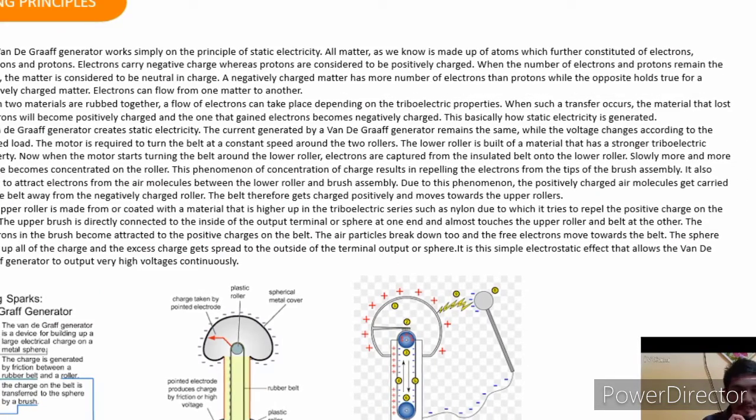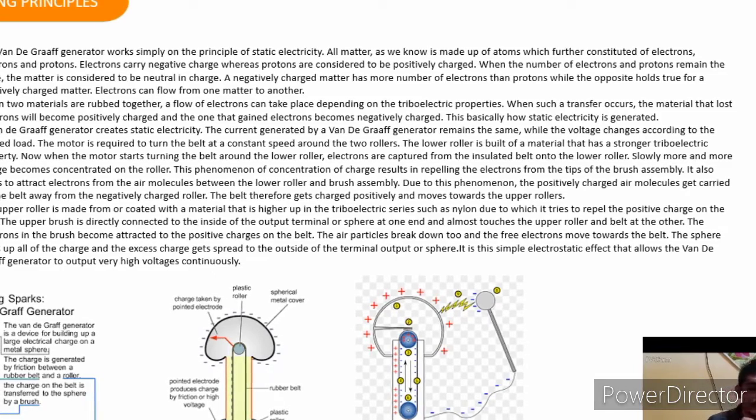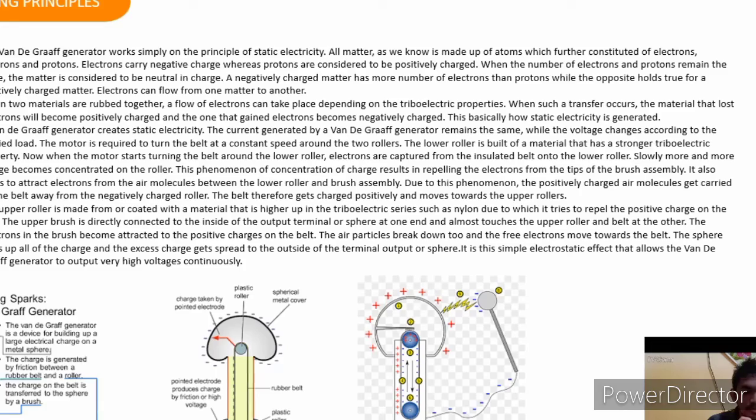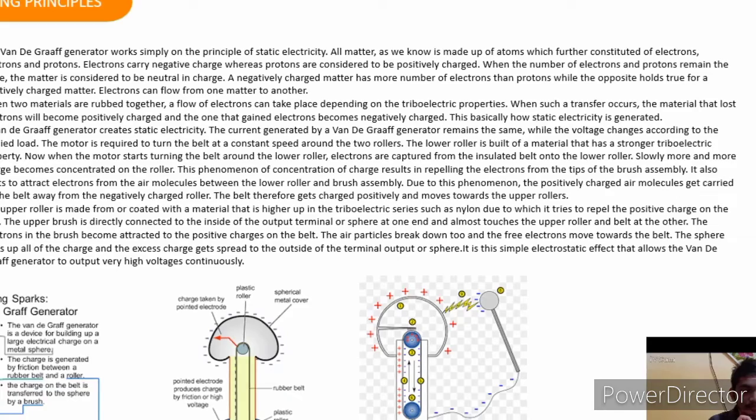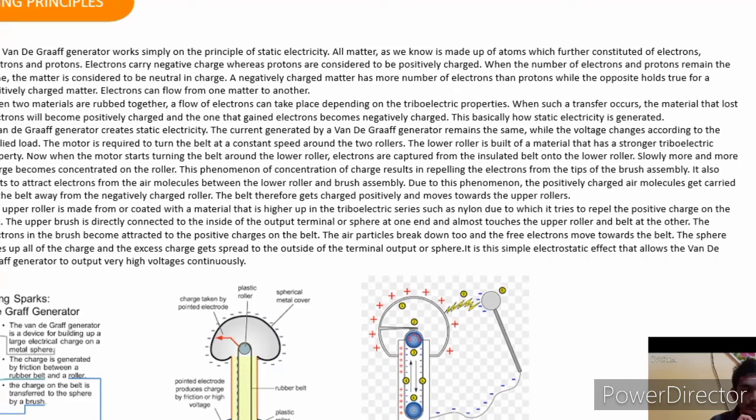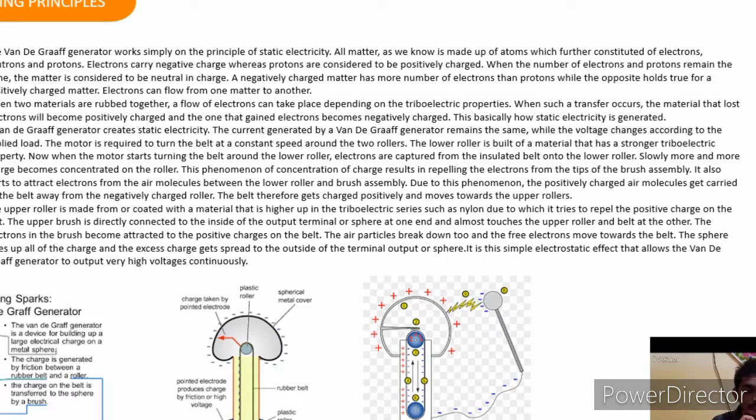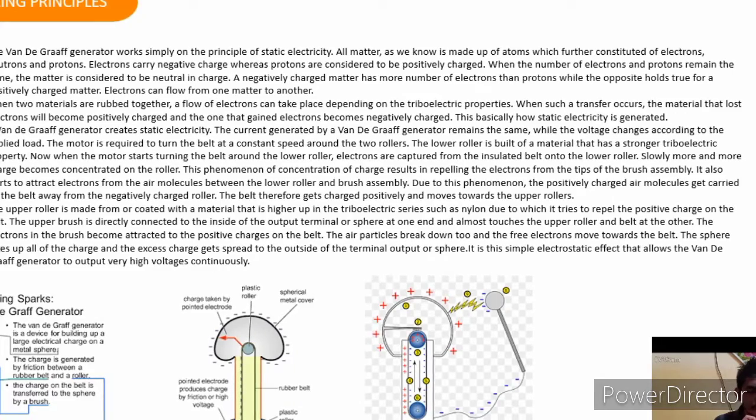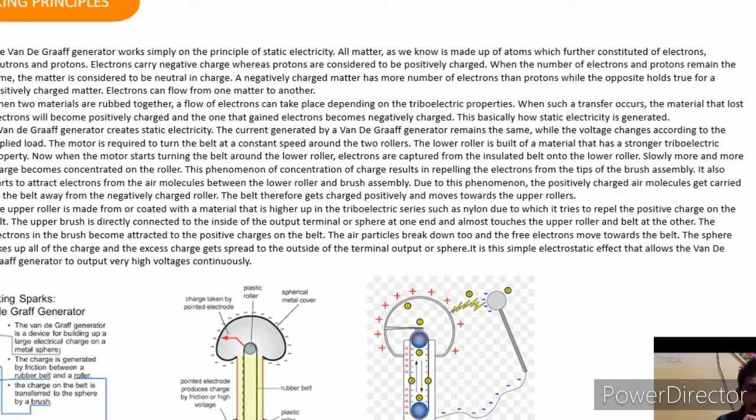Now let's see the working principle of the Van de Graaff generator. This is a simple principle of static electricity. All matter, as we know, is made up of atoms, which further consist of electrons, neutrons and protons. Electrons carry negative charge whereas protons are considered positively charged. When the number of electrons and protons remains the same, the matter is considered neutral in charge. A negatively charged matter has more electrons than protons, while the opposite holds true for positively charged matter. Electrons can flow from one matter to another.